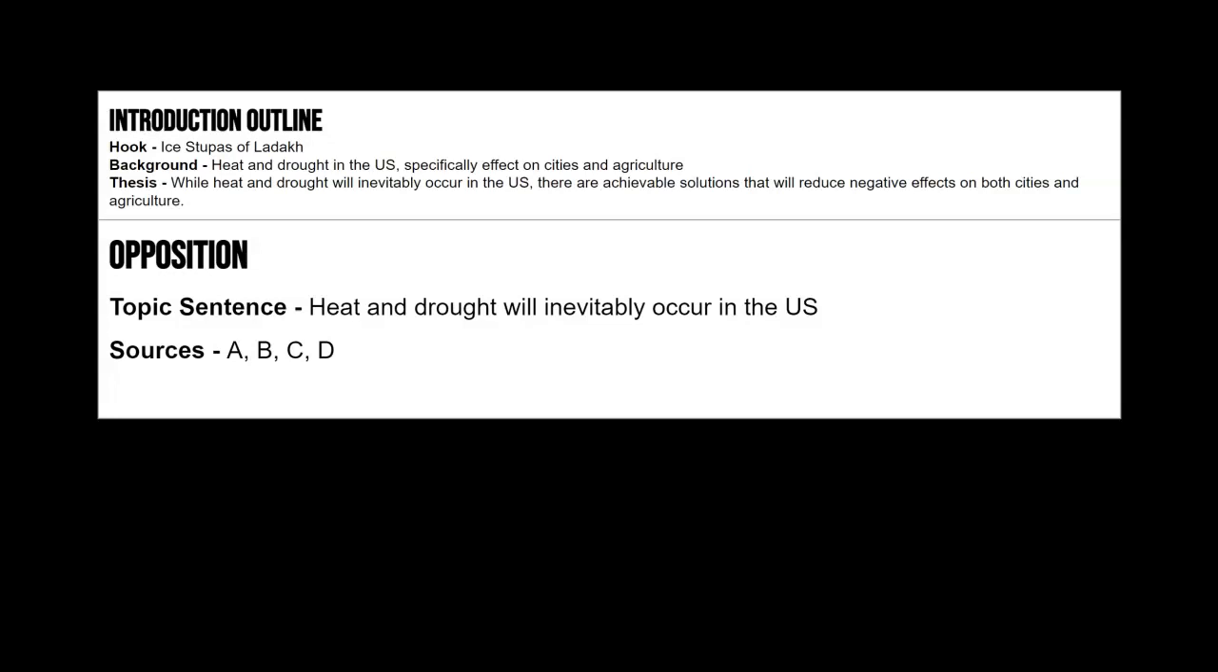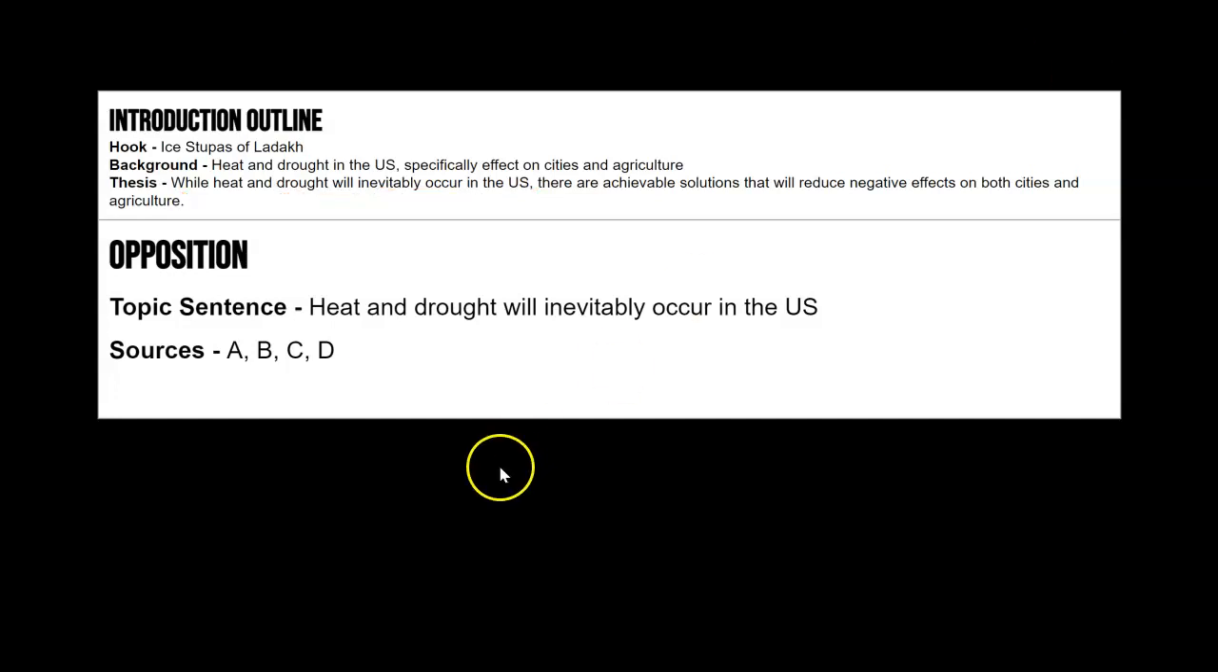With the opposition, you'll have a topic sentence. Following the outline that I've already started, my topic sentence will say something along the lines of heat and drought will inevitably occur in the U.S. You can see it is pulling from the first part of my thesis. My opposition will cover the first part of my thesis, and it will restate it, not necessarily in exact words, because that's a little too formulaic, but it will somehow restate this initial part of my thesis in the topic sentence. Then I go on to using sources to support this opposition position.